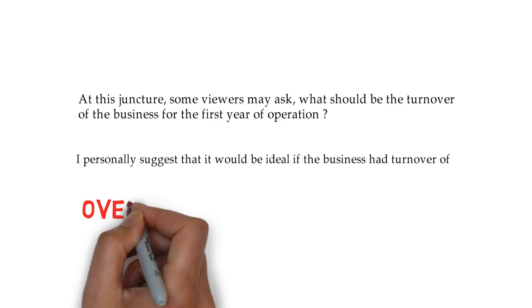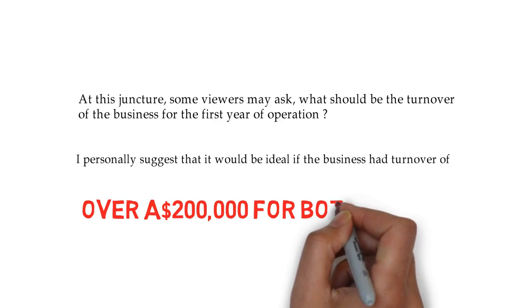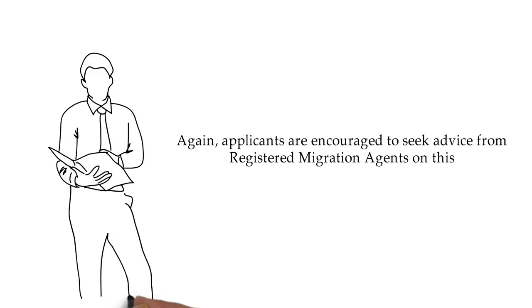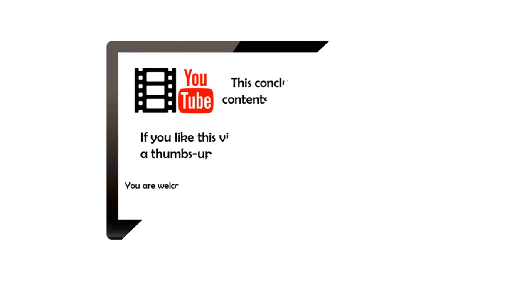At this juncture, some viewers may ask, what should be the turnover of the business for the first year of operation? I personally suggest that it would be ideal if the business had turnover of over 200,000 Australian dollars for both years. Again, applicants are encouraged to seek advice from registered migration agents on this. Now, this concludes the contents of this video.